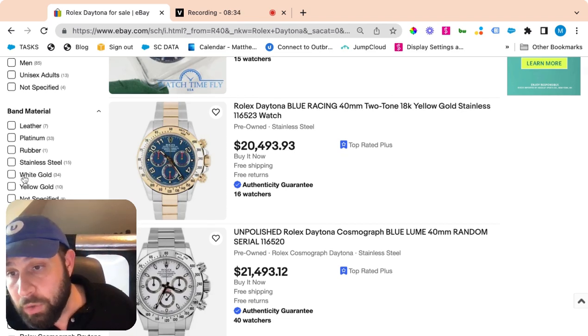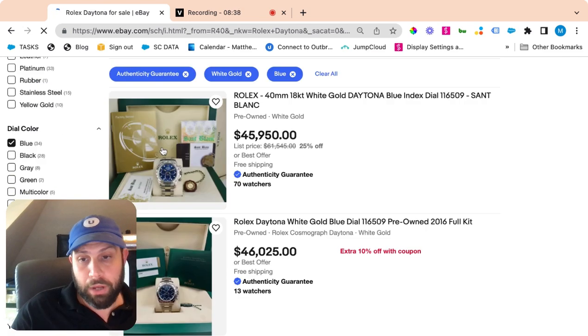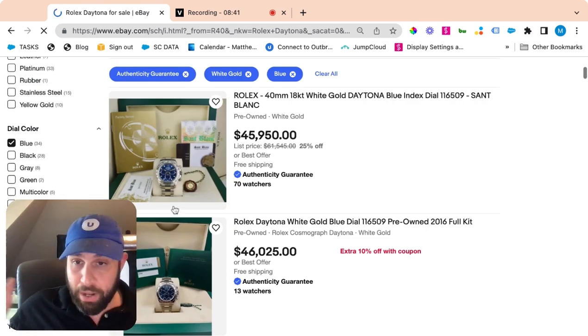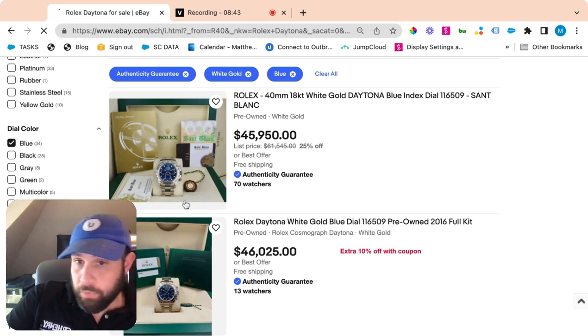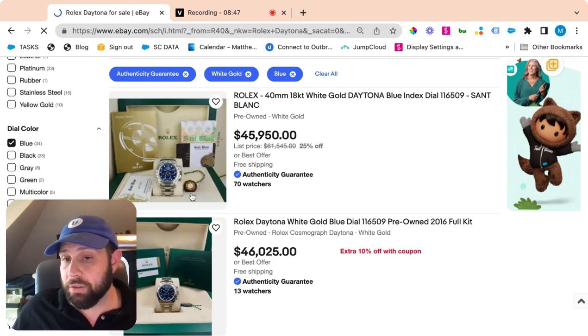But if we say white gold, that guarantees us, at least it should, that we're going to be looking at the right model now. As you can see, it has already eliminated all of the watches that have the two tone or yellow gold versions of bracelets. So here we go from top to bottom.